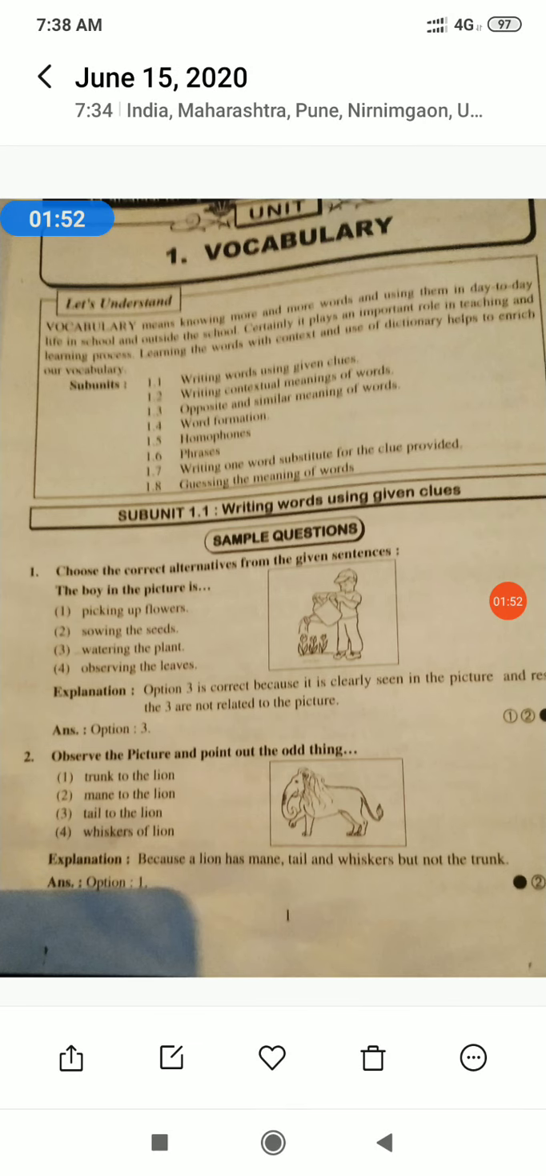If you look carefully at that picture, we can see that the lion has a mane, the lion has a tail, the lion has whiskers, but the lion does not have a trunk in a real picture. So the odd thing added to that lion is the trunk. So the first option is the answer for that question, that is trunk of the lion.